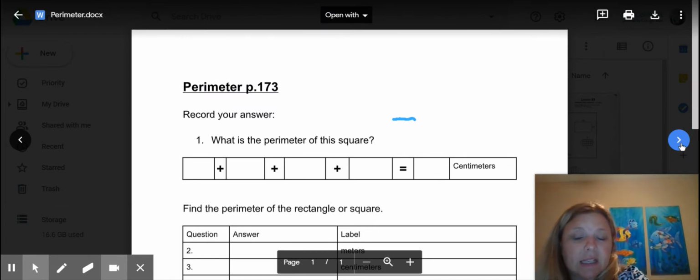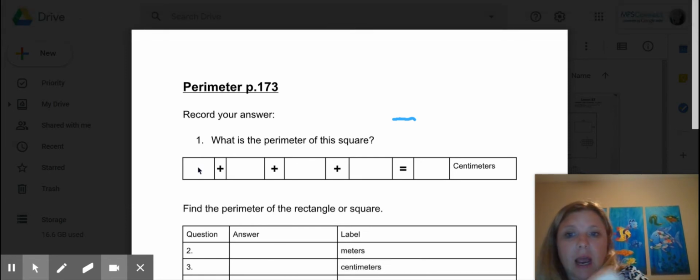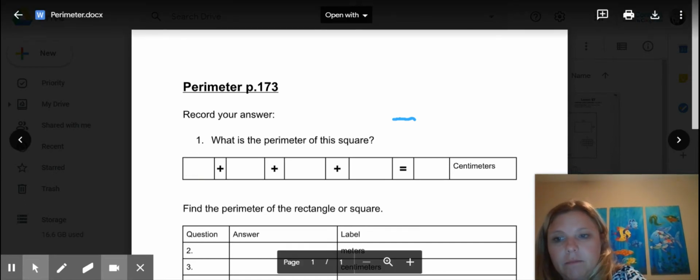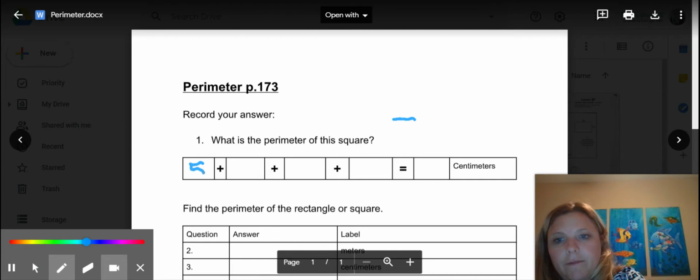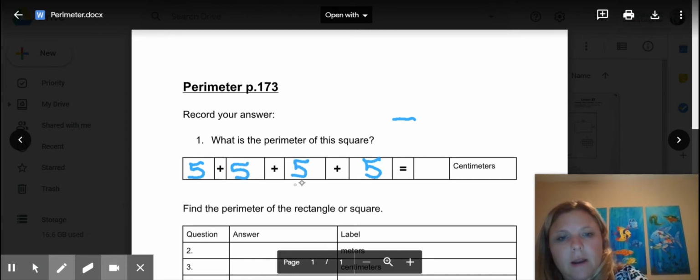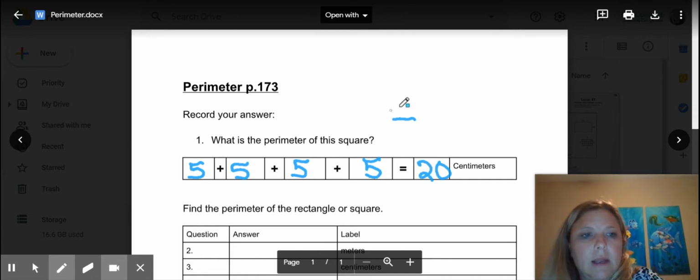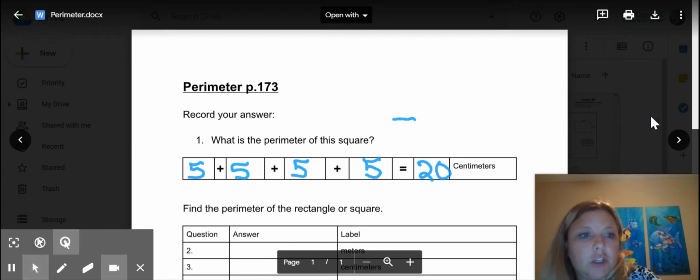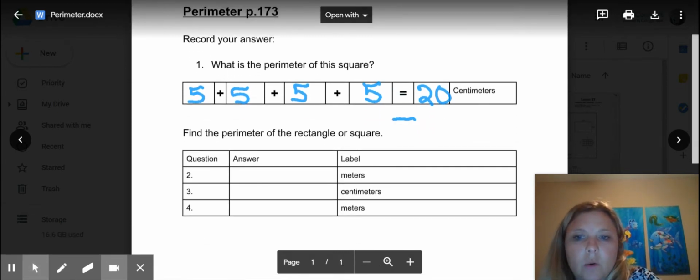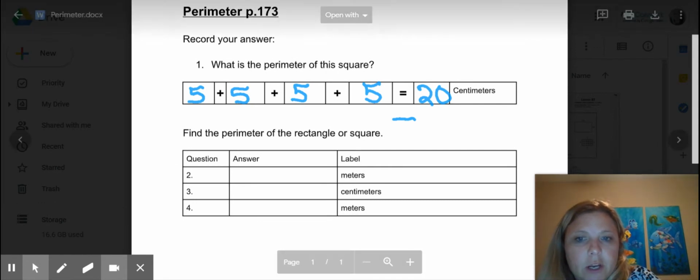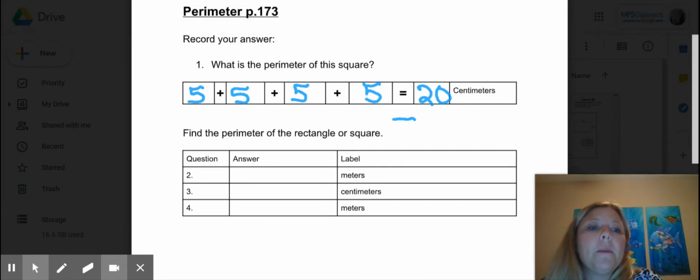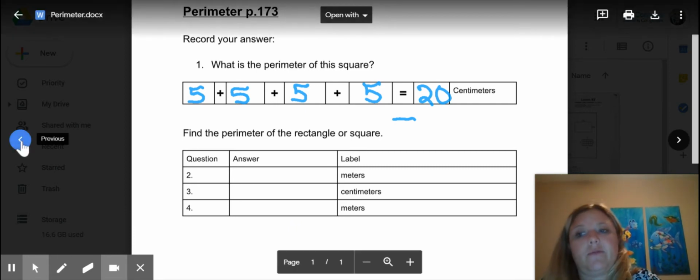Again, we made the boxes for you. You would be typing this information in. So you go to the first box and you would type in a 5. Right here, maybe. You would type in a 5 here, type in a 5 here, type in a 5 here, and then you figure out the answer, which is 20, and I've already placed the label, which is centimeters. Then you come down to questions numbers 2, 3, and 4. Again, the label is already there for you, so all you're doing is typing in the answer. Pretty simple worksheet. You got this, 4th graders.